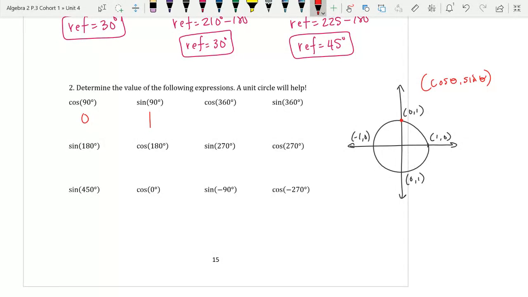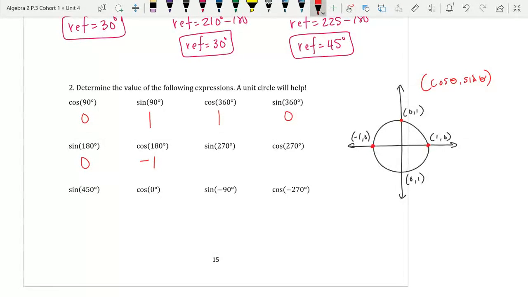Cosine of 360. 360 and 0 are the same thing, so we're over here at 0 degrees. Cosine is the x value, so that's 1. Sine is the y value, so that's 0. 180, we're over here on the left-hand side of the x-axis. The sine is the y value, so that's 0. The cosine is the x value, so that's negative 1.